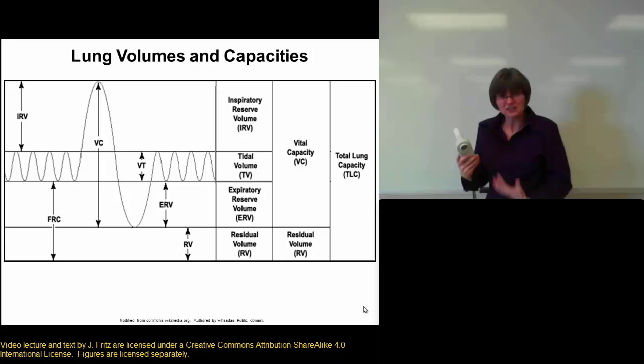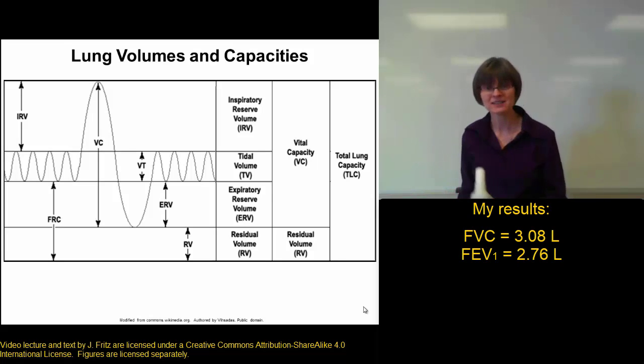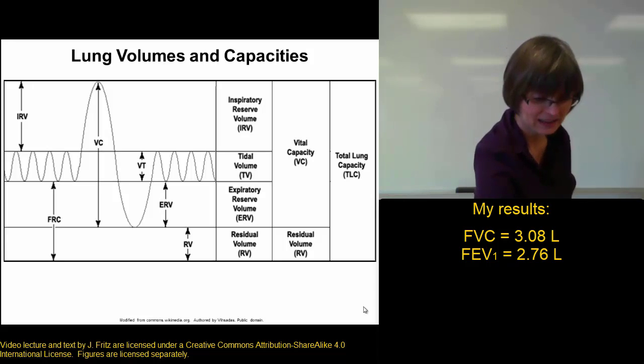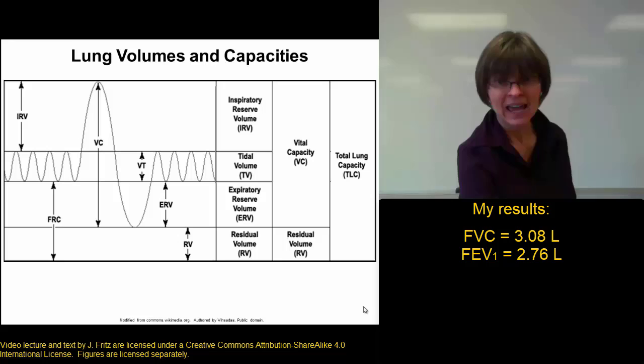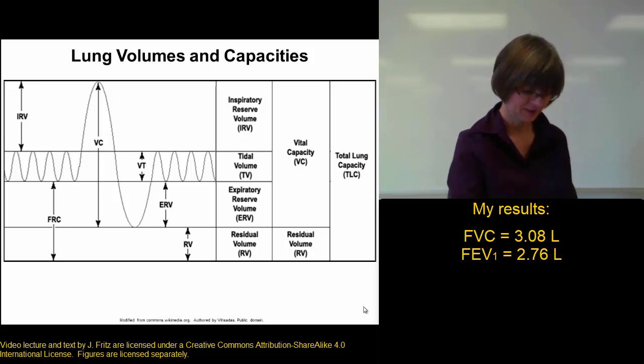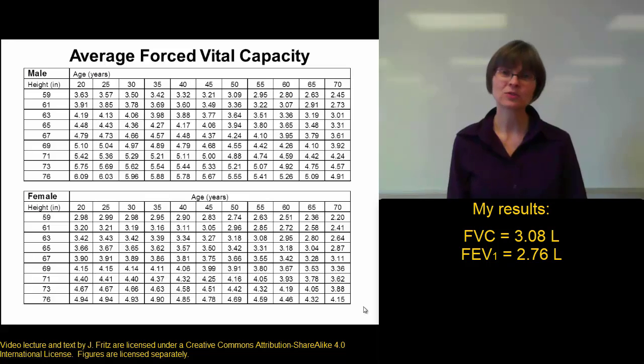You have to really squeeze your abdominal muscles and your pelvic muscles and try to get as much air out of your lungs as possible for this test to be valuable. When I look at the readout, I see that I have a forced vital capacity of about 3.08 liters, and I have a forced expiratory volume in 1 second of 2.76 liters. So let's take a closer look at what these numbers mean.